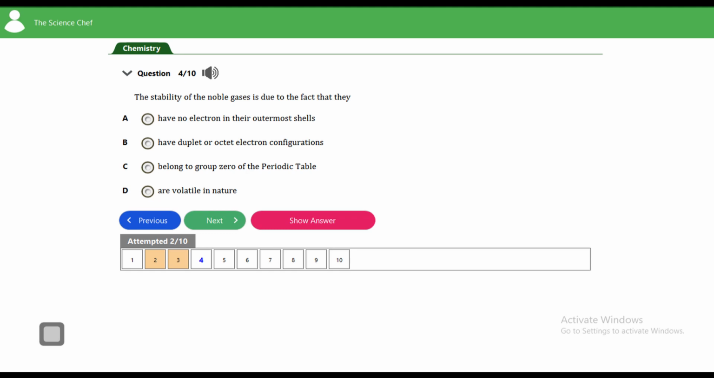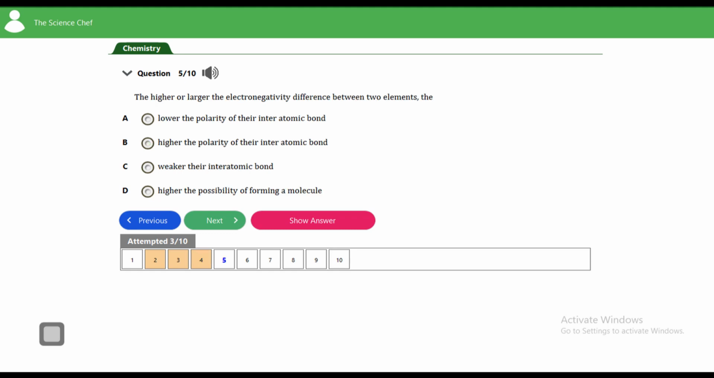A, have no electrons in the outermost shell, that's not correct. B, they have duplet or octet electron configurations, obviously that's correct. Let's look at C, belong to group 0 of the periodic table, that is not why they are stable. D, they are volatile in nature, that's not why they are stable. They are stable because they have duplet and octet electron configuration, and that is B.